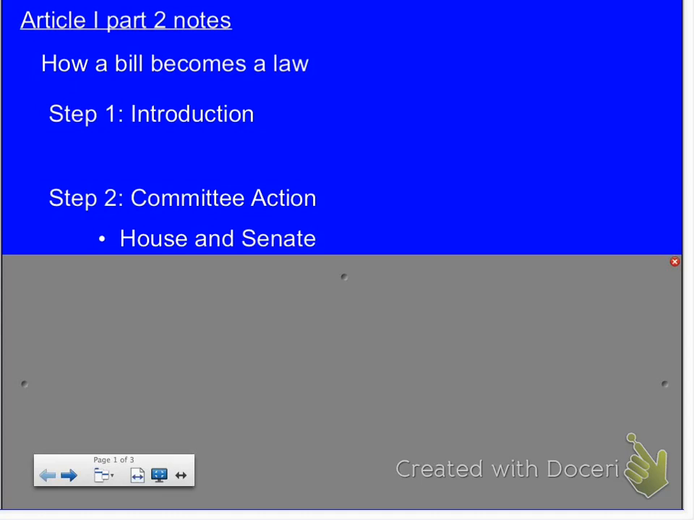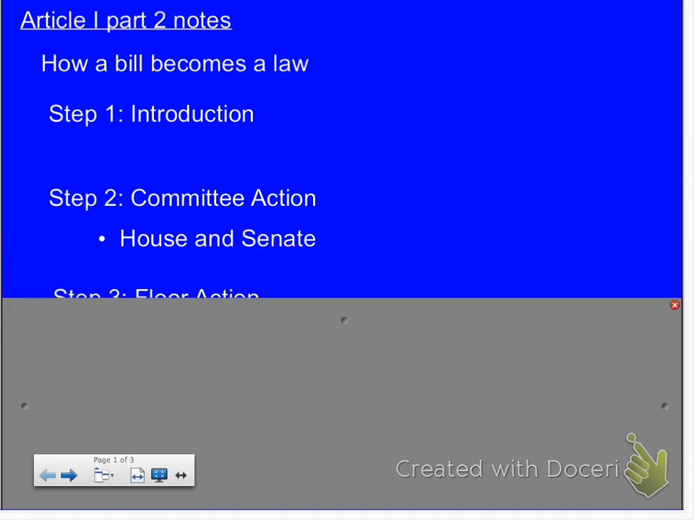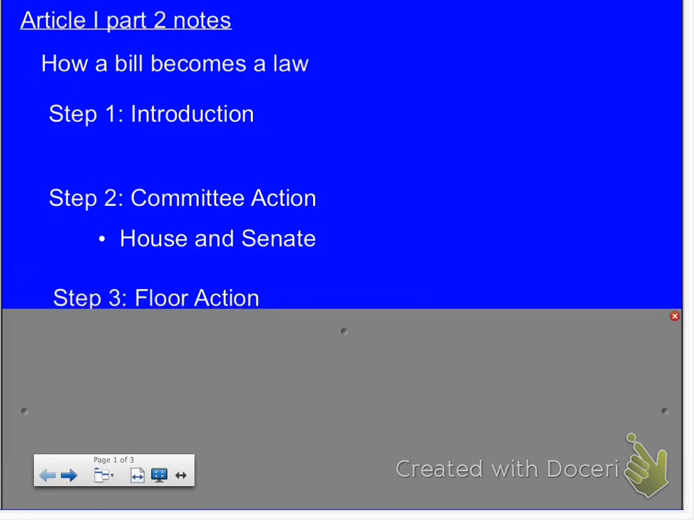Or they can decide to what they call kill it, meaning we're not sending this on to the floor. This is ridiculous. Done. We don't like it. Okay? So they decide on what action they do. So let's say they say, okay, we like it. We like this whole bill about no smoking in public places. It sounds good. Boom, we move it to the floor.